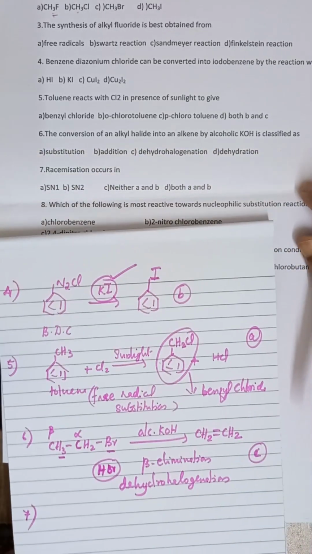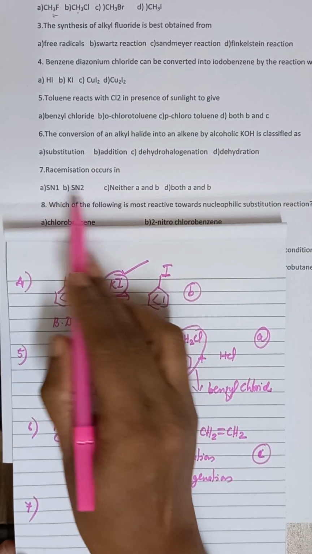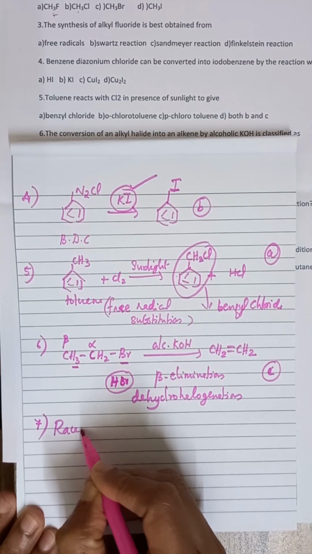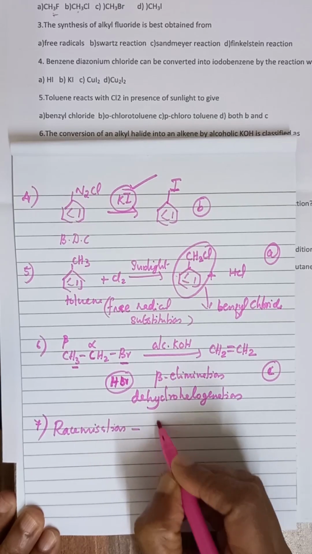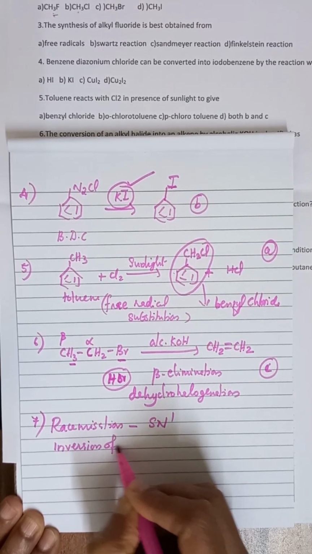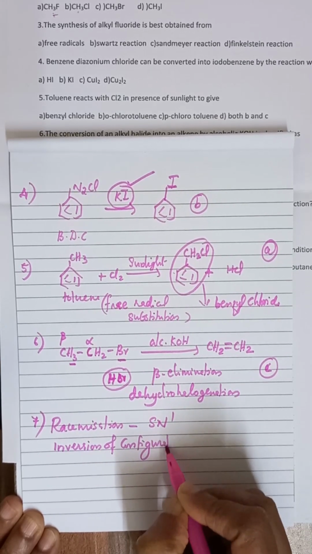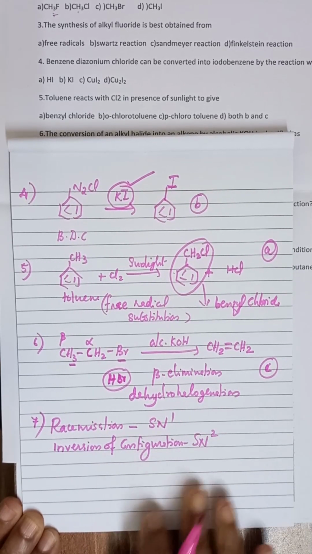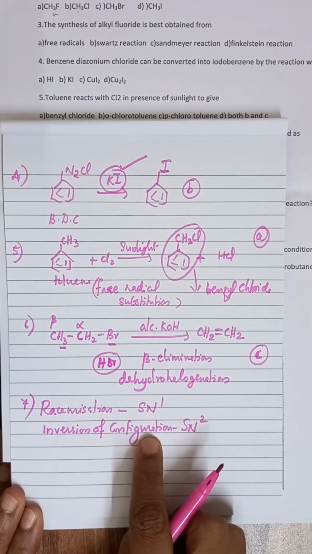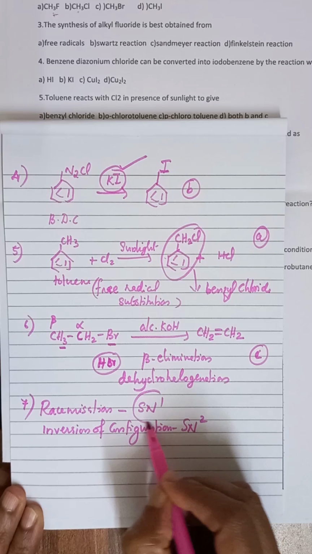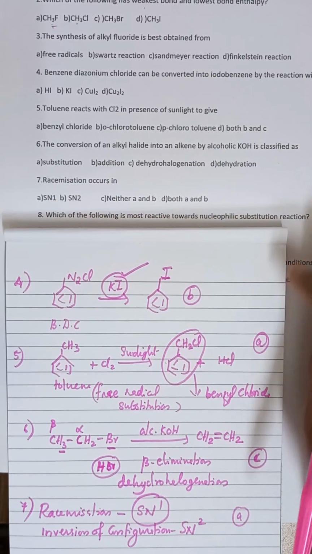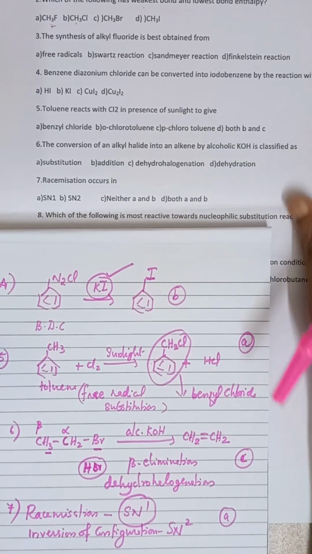Now let's see the 7th question, that is, racemization occurs in SN1, SN2, neither A nor B, or both A and B. Racemization occurs in the SN1 reaction, and inversion of configuration occurs in the SN2 reaction. So the SN1 reaction proceeds through racemization and the SN2 reaction proceeds through inversion of configuration. So here SN1 is the answer. Option A is the correct answer for question number 7.